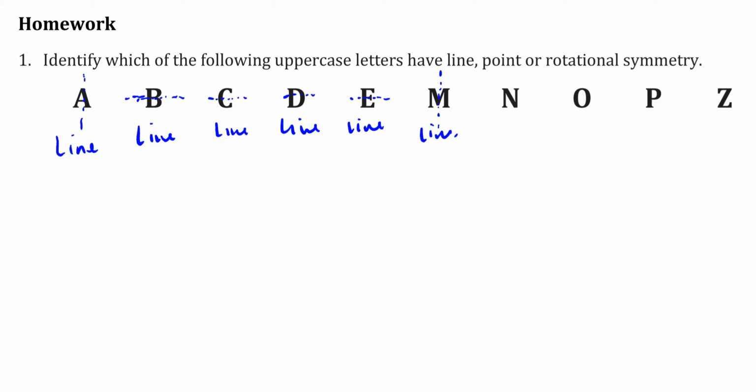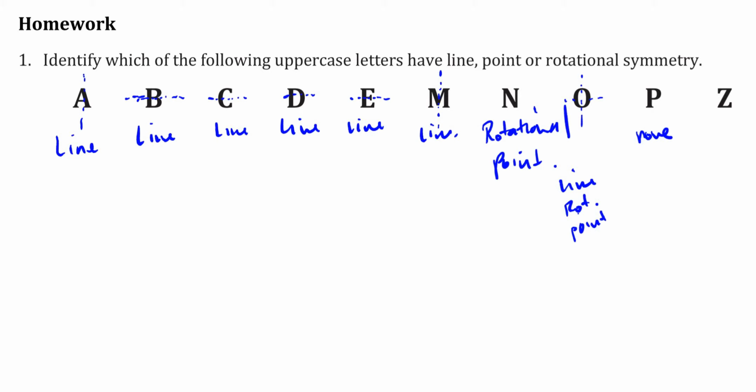N is an interesting one because this does not have line symmetry, but it does have rotational symmetry of 180 degrees, meaning it also has point symmetry. Alright, so let's take a look at O. O has line symmetry, both vertical and horizontal, and rotational, and point. So O is one that has all of them. P has none.